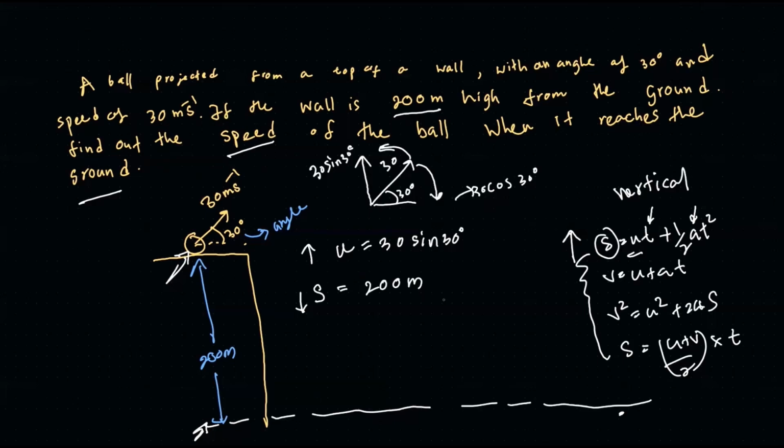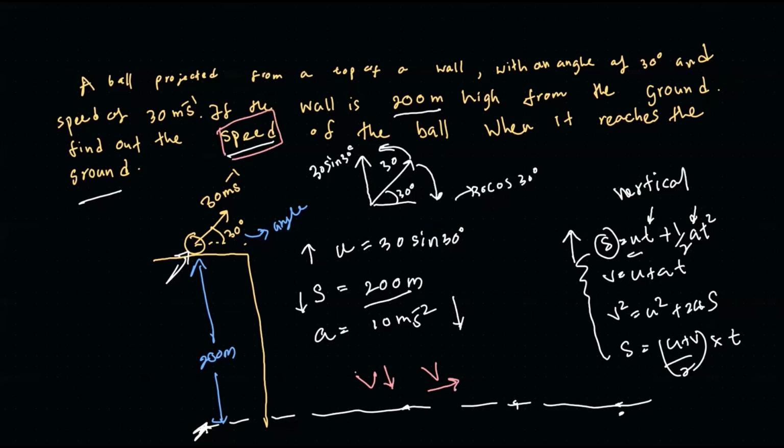So the vertical displacement is the same. If the ball reaches the ground here or here or here, no problem. The vertical displacement always remains 200. And what else do we know? We know the acceleration. That is 10 m/s² in this direction. We don't know anything more than that. So what do we have to find here? We have to find v in this direction and v in this direction. Then we can find the speed.